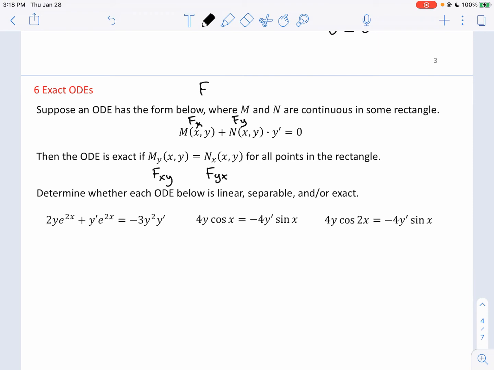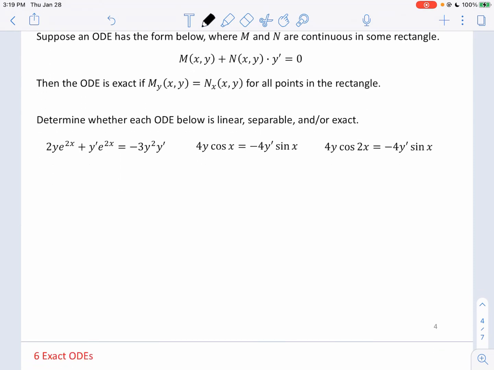And then there's some theory in Calc 3 that suggests if f is a continuous function, then its partial derivatives in either order will yield the same result. So if I can show that the second partial derivatives are the same, that implies that these were in fact partial derivatives of some parent function f that we started with. Okay. That's all I want to say about the theory of that. Let's just move on with how to apply this.